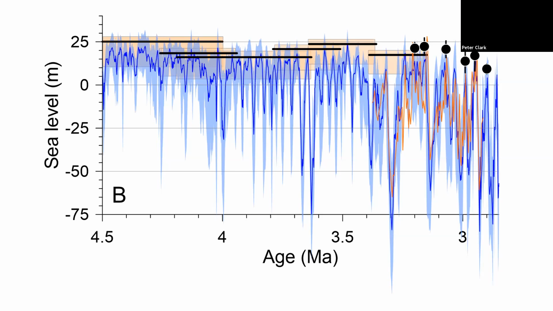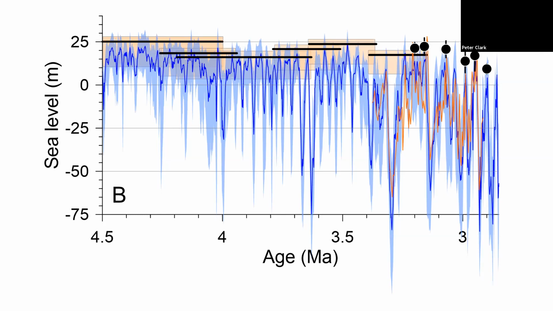The black circles are the reconstructions from the work by Ken Miller and others from 2012, again showing good agreement with our high stands for that period of time. And then the orange curve is a reconstruction done similarly to what we did, but based on one single record in which they computed the bottom water temperature from a proxy to come up with seawater and then sea level.